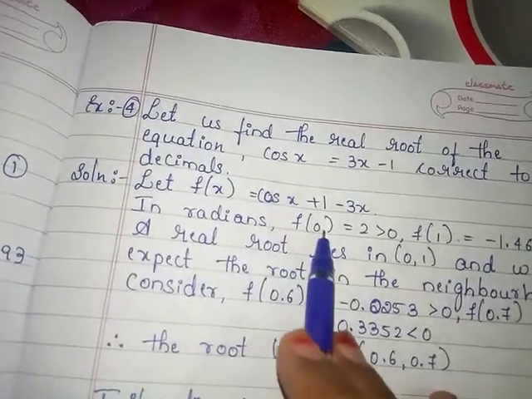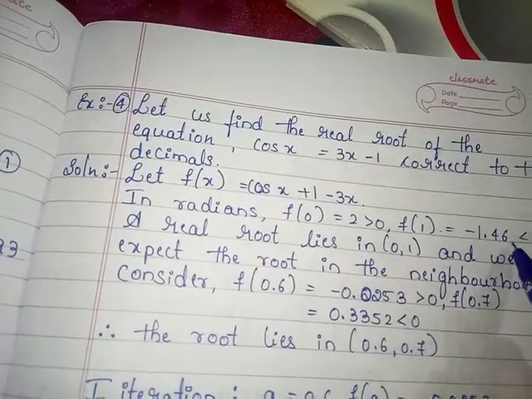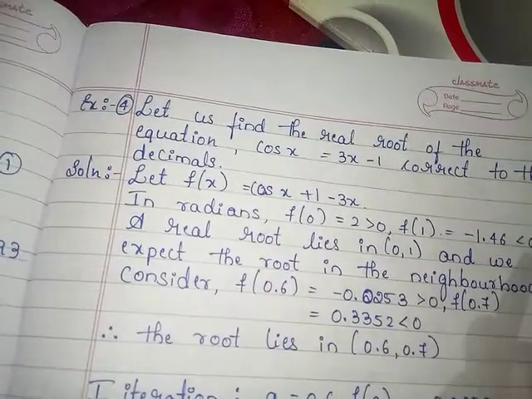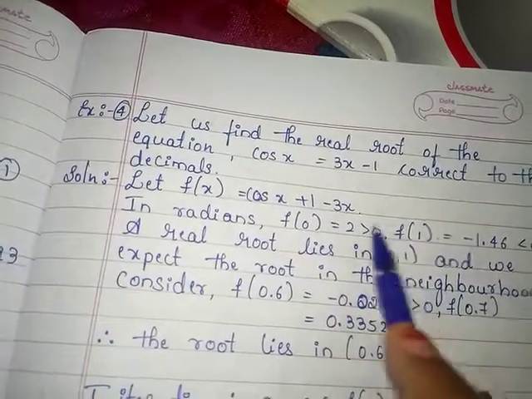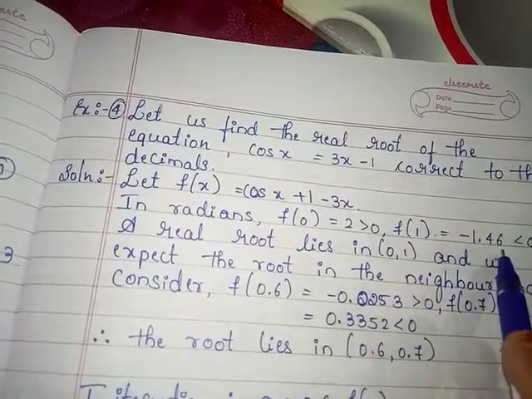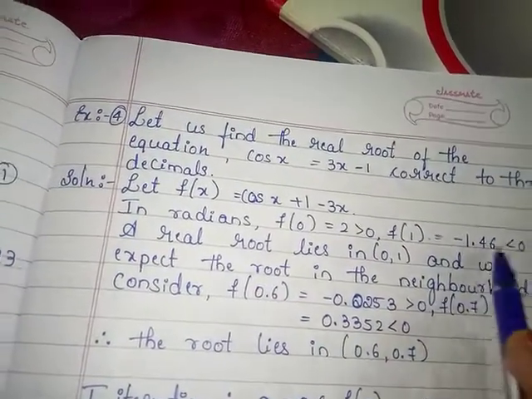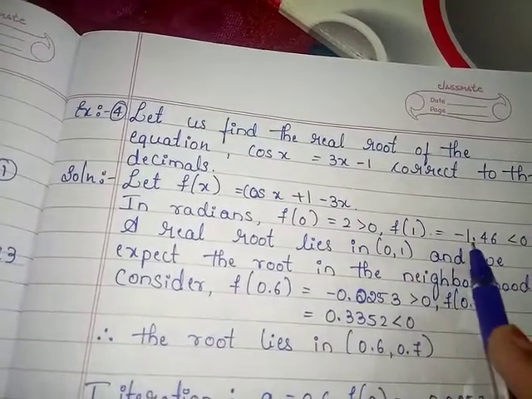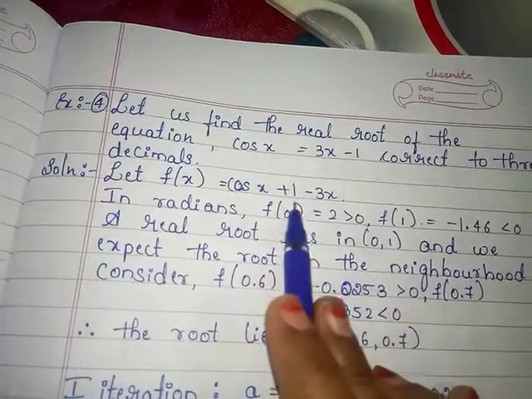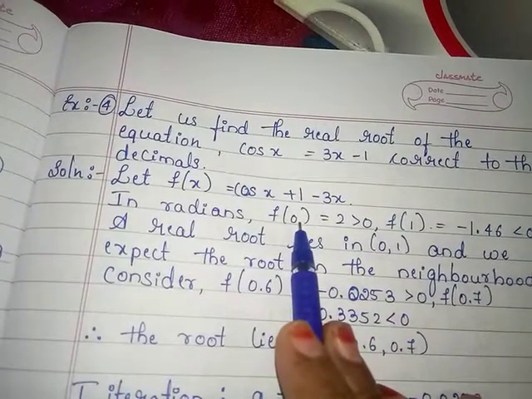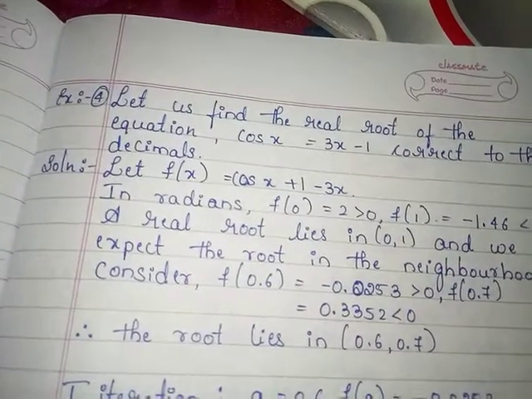In radians, f of 0 is equal to 2, which is greater than 0. F of 1 is equal to minus 1.46, which is less than 0. 0 and 1 are two consecutive values, and one value should be positive, one value should be negative. F of 0 gives the positive value, f of 1 is the negative value. Therefore, f of a value is 2, f of b value is minus 1.46. Sorry, the a value is 0 and the b value is 1.